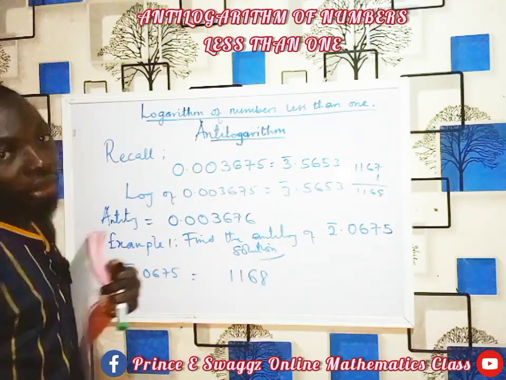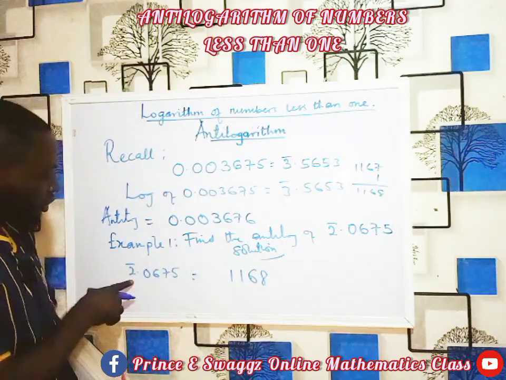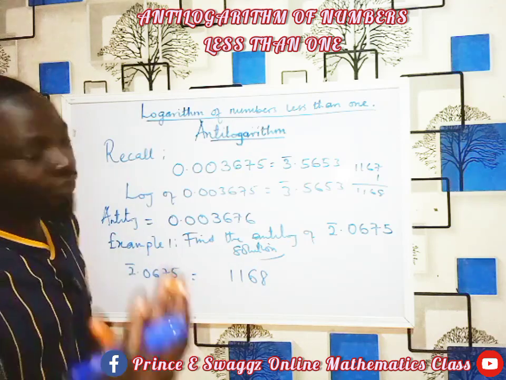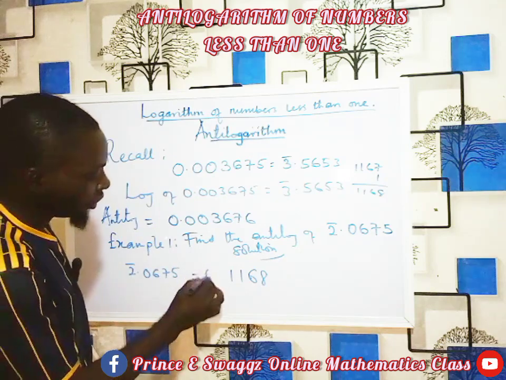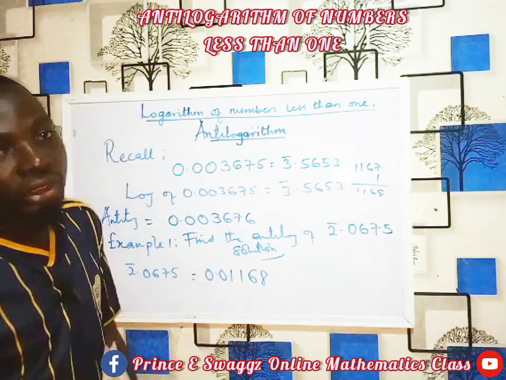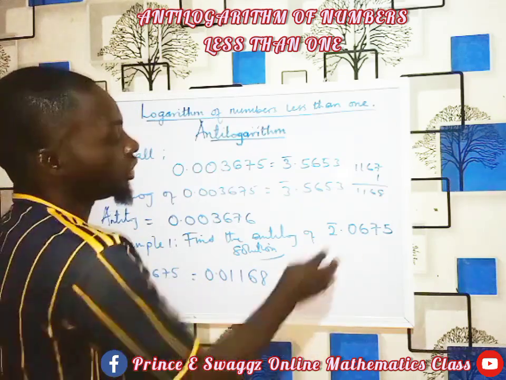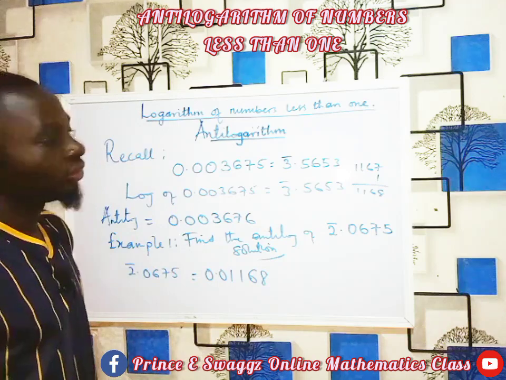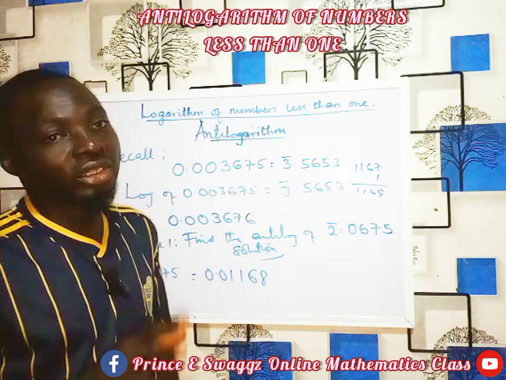Then to know where your decimal point will be, you check your integer. The integer before it is bar 2. I told you when the integer is negative, you add a certain number of zeros before it. Since this one is bar 2, you are adding 2 zeros, that is 0.0, and that is the antilog of this logarithm value. So that is how to find the antilog of any logarithm value which is less than 1.